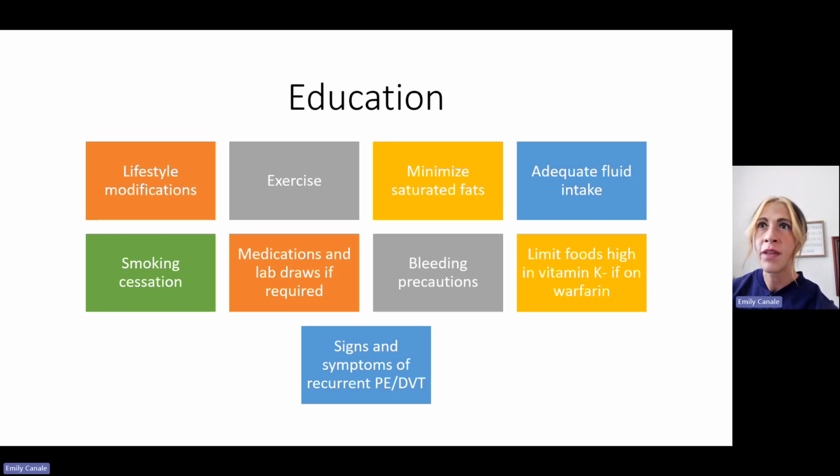And honestly, you would want to make sure they understand bleeding precautions, that they can't go home and use an electric razor at this time, that they shouldn't be flossing their gums because all of that could cause bleeding. And we wouldn't want them to do heavy sports because of that risk of bleeding. So you're educating them on any signs and symptoms of bleeding. Bruising, right? And again, the diet: we want to limit food high in vitamin K because of the warfarin. That wouldn't make it as effective. So make sure you can tell them what foods are high in vitamin K.